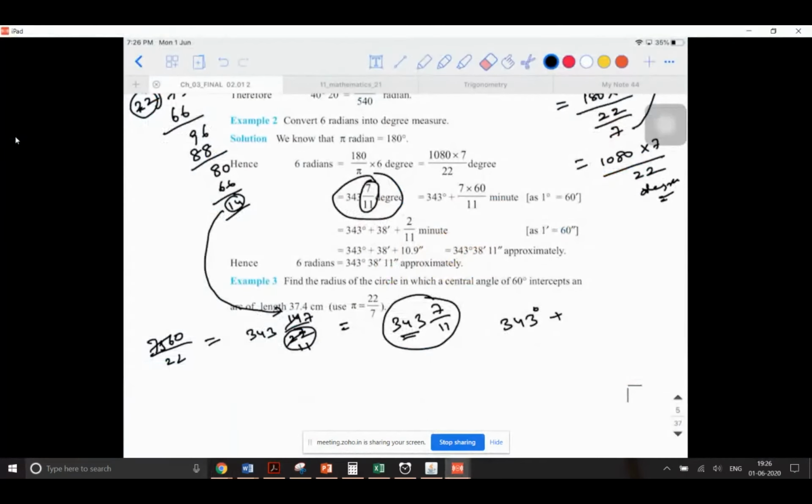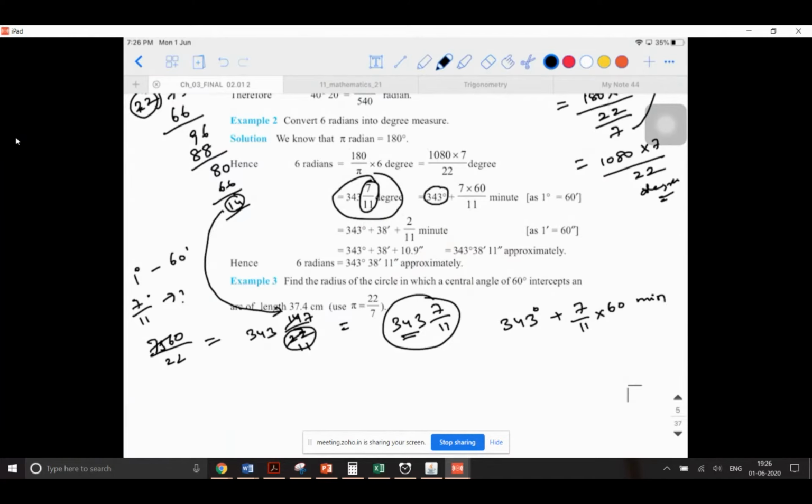There is only one method to follow. What is that? We know that 1 degree is how much? 1 degree is 60 minutes. Then 7 by 11 degrees will be how many minutes? It is going to be 7 by 11 into 60 divided by 1. So it is 7 by 11 into 60 what? Minutes. So please be careful.